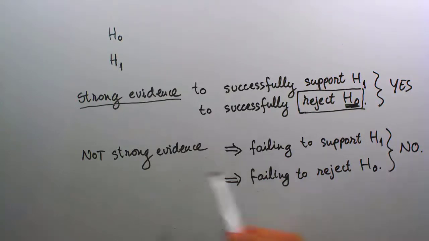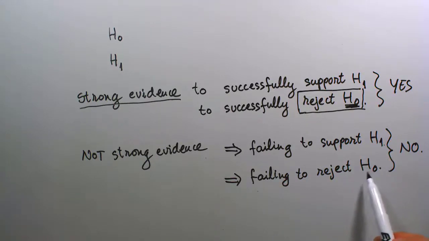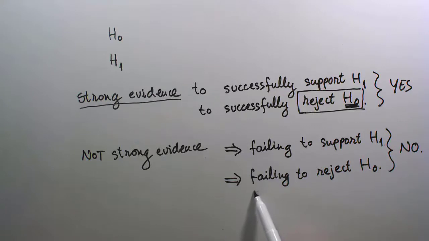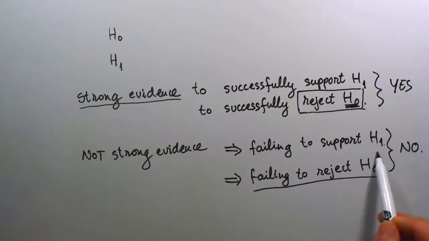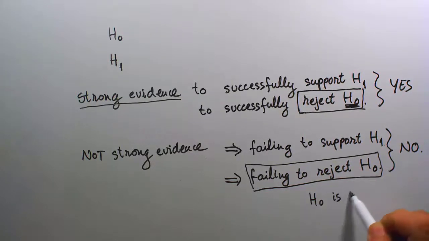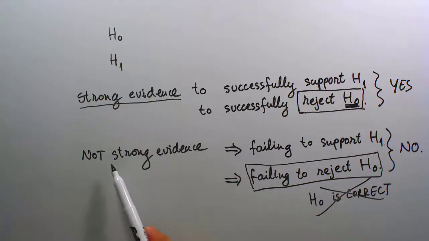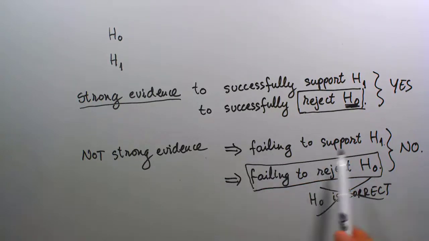Another thing to understand: when we're not having strong evidence, of course we fail to support H1, but that still does not mean H0 is correct. That's why the safer way of saying it is we're failing to reject H sub 0, instead of saying H sub 0 is correct. We still have no basis to say H sub 0 is correct. All we can say, if our evidence is not strong, is we fail to reject H sub 0 or we fail to support our own argument.